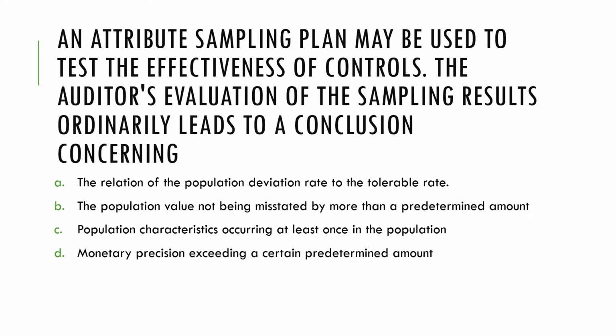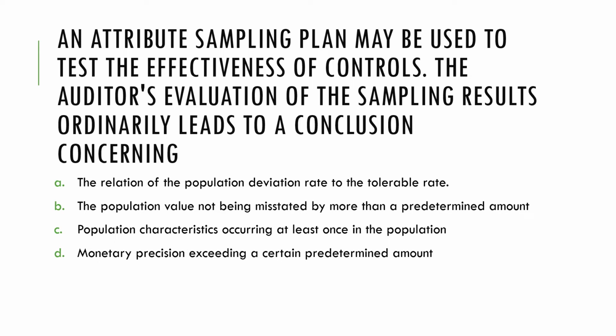Moving on to the next question, an attribute sampling plan. We stop for a while and try to recall that when we talk about attribute sampling, we are talking about an attribute or a characteristic. Therefore, an attribute sampling plan is mainly used to statistically test for controls. So it's a statistical sampling used for test of controls, and may be used to test the effectiveness of controls.